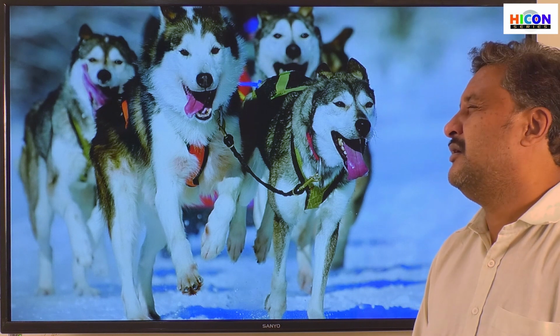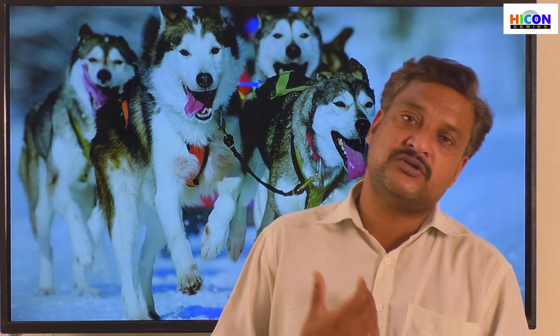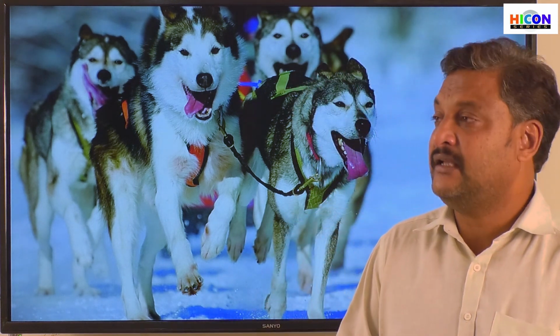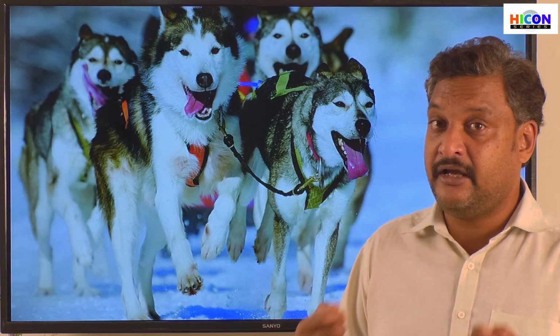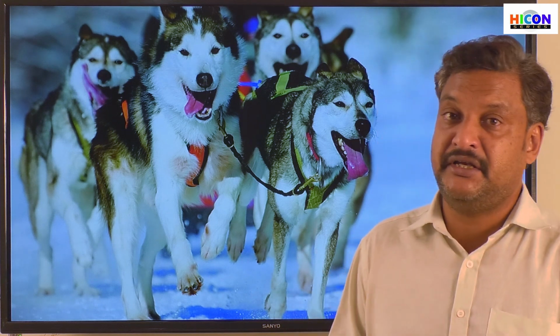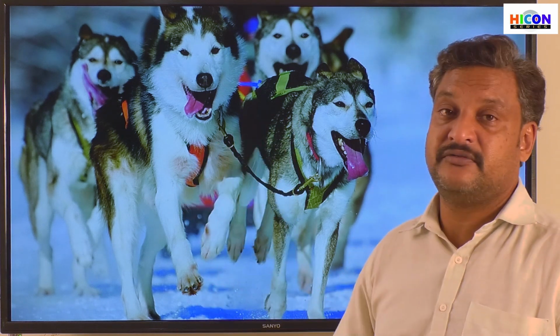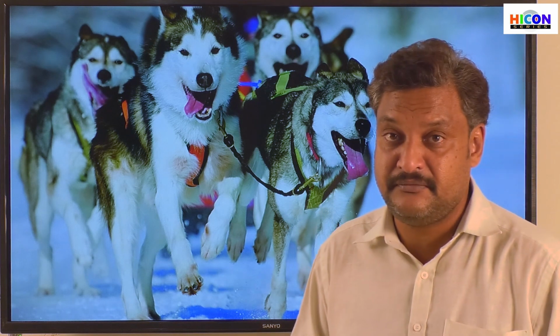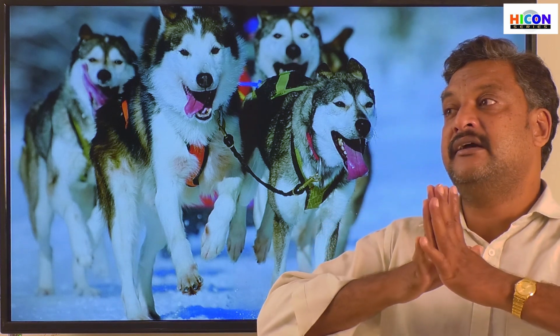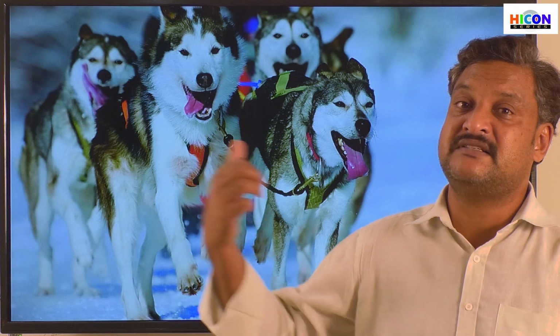So we know Santa Claus, the old man related to Christmas. Okay? So we believe that this Santa Claus comes in a sleigh, and that sleigh is pulled by deer. Which deer are there? Reindeer. We have seen them in the beginning, the first kind of animal that we have seen. Yes. So these reindeer are actually used for pulling the sleighs.